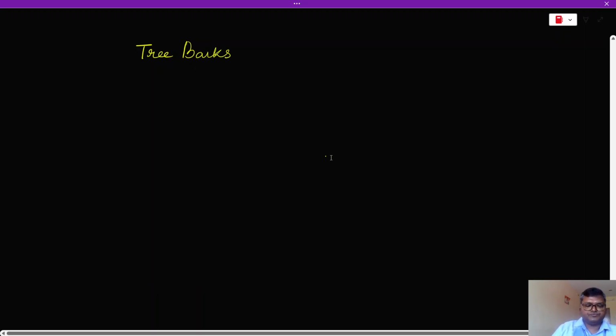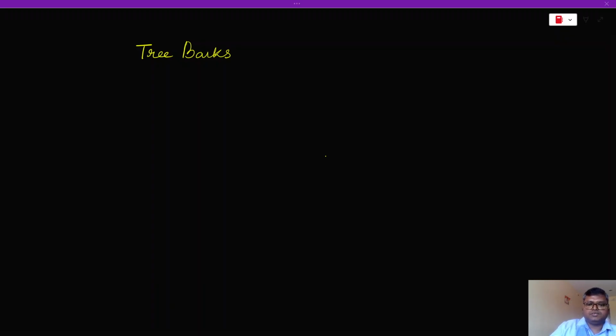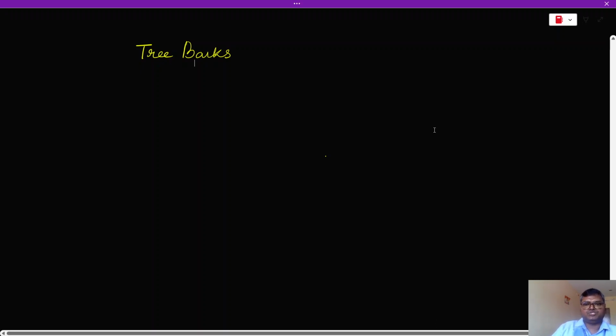So we are talking about tree banks. We have seen that CFG, though it is very effective, still had three problems, and those three problems were solved with tree banks. So what are tree banks?